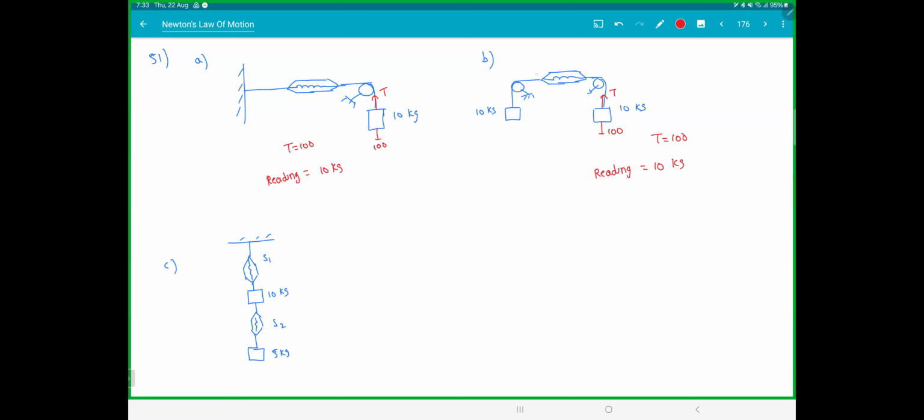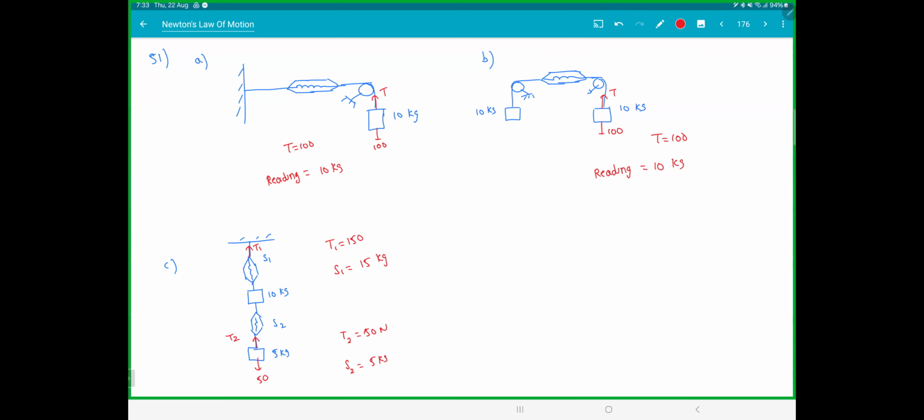Remember that horse story? This one and this one are identical problems, isn't it? The wall is also pulling with the same force. What about this guy? This tension here, T2, will be 50 newtons. So the reading of the spring S2 will be 5 kg. Whereas this tension T1 here will balance all the blocks. So T1 will be 150 newtons, and the reading of S1 will be 15 kg.